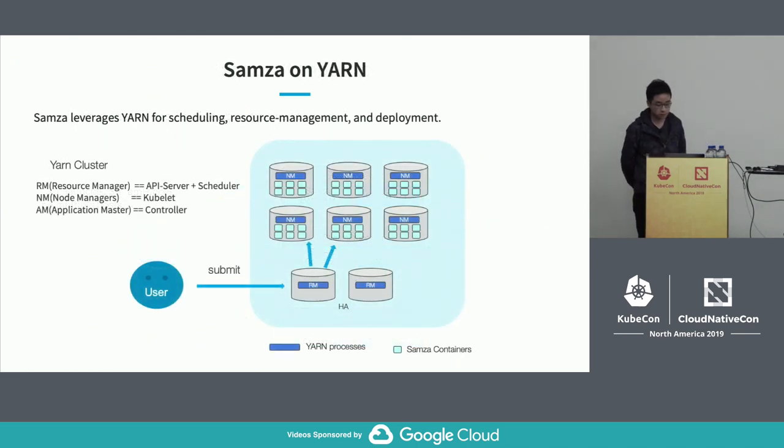And that's another mode, where Samza runs on YARN. In this mode, Samza leverages YARN for scheduling, resource management and deployment. YARN is very similar at the architecture level to Kubernetes. It's also a master-slave architecture. YARN has a master called the resource manager, which is similar to the API server and scheduler of Kubernetes. It is responsible for scheduling the containers across the cluster. And the slave is the node manager, similar to the kubelet in Kubernetes, and it's responsible for launching the containers. And also, there's an application master that is similar to the controller, the operator concept in Kubernetes. The application master is basically a piece of user-written code for the user to interact with YARN and start their containers.